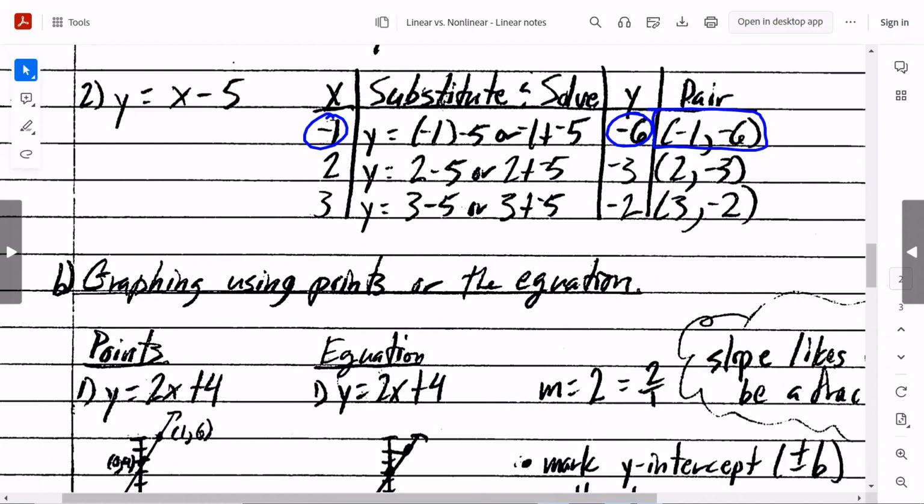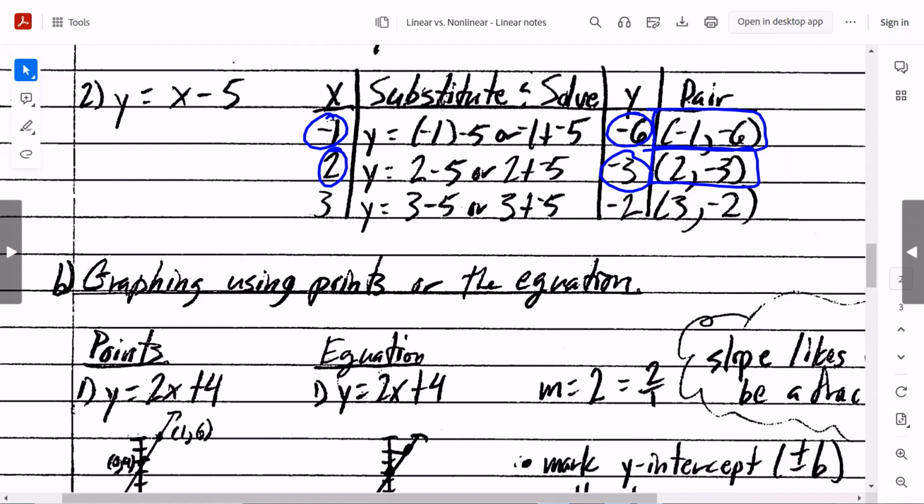Do the same thing with 2. 2 goes in place of x, 2 minus 5. If you're at positive 2 on a number line and you pull it 5 places to the left, where do you wind up? Well, 1, 0, negative 1, negative 2, negative 3. Easy. So you don't have to necessarily be skilled at adding and subtracting integers. It definitely helps, but there's ways around it. And then 3 goes in.